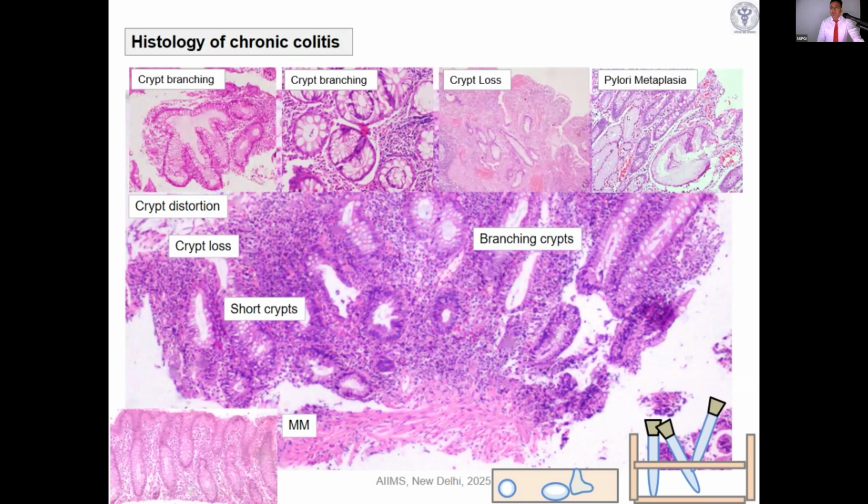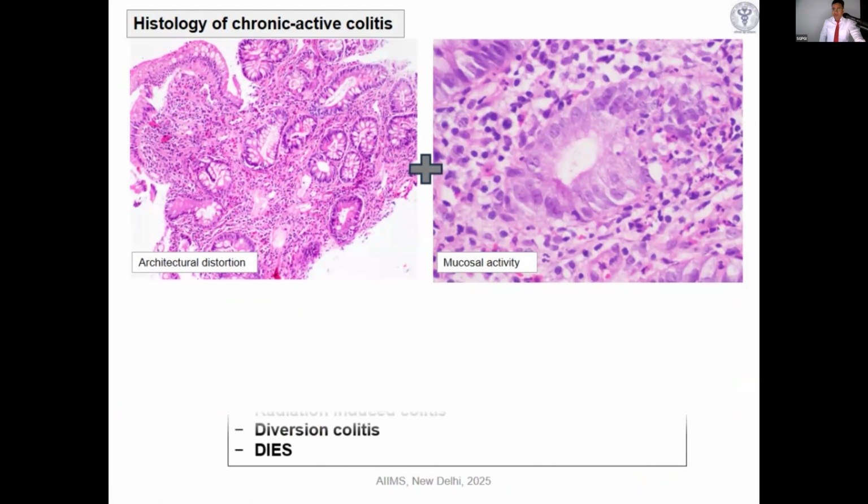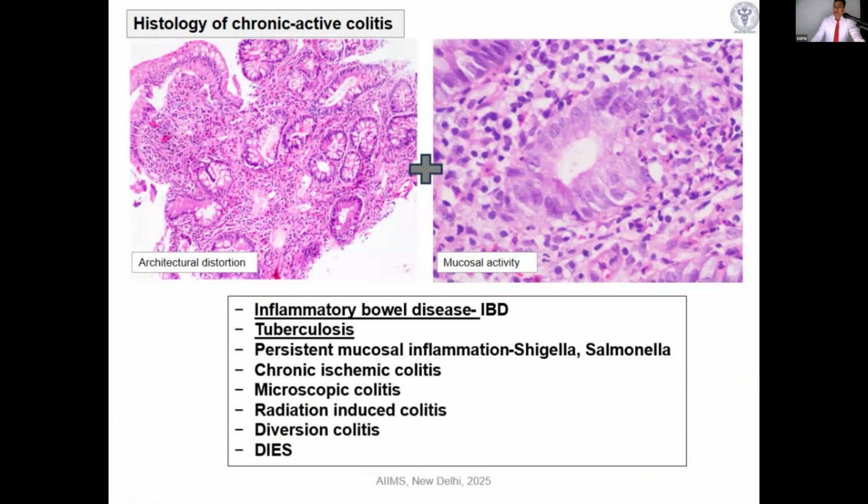In addition, we can also see various types of metaplasias in the chronically inflamed colon. But many times we see features of both chronicity and activity together, and we call that chronic active colitis or acute and chronic colitis. This is the basic minimum requirement to entertain differential diagnoses like inflammatory bowel disease. Tuberculosis in the Indian subcontinent must also be a differential diagnosis.